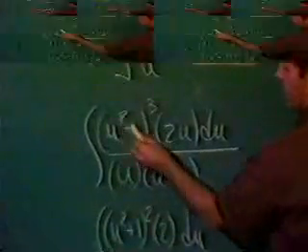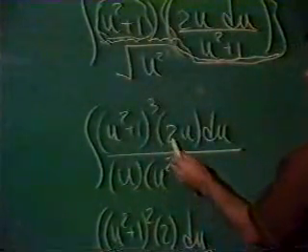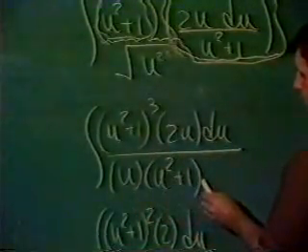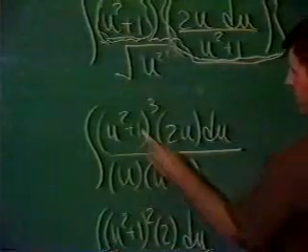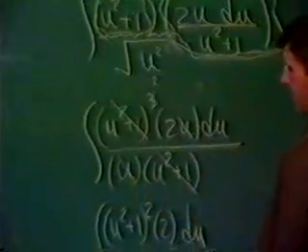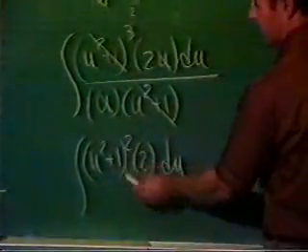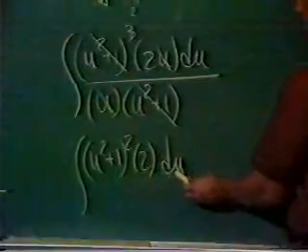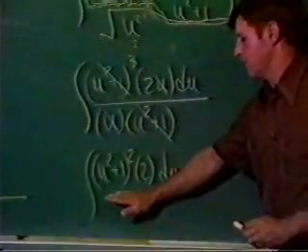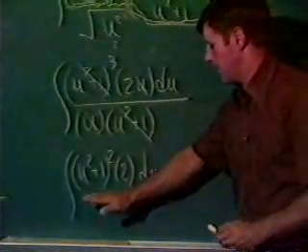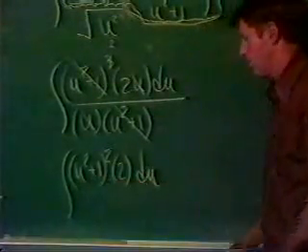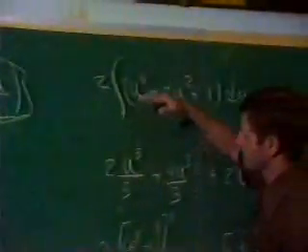Simplifying, we have u squared plus 1 quantity to the third times 2u du all over u times u squared plus 1. Dividing u squared plus 1 into top and bottom, dividing u into top and bottom, I get u squared plus 1 quantity squared times 2 du. Our job is to find the antiderivative of this. If it doesn't fit a form, then we can certainly try to make it fit a form. If we go ahead and square this quantity, we'll be able to find the antiderivative.